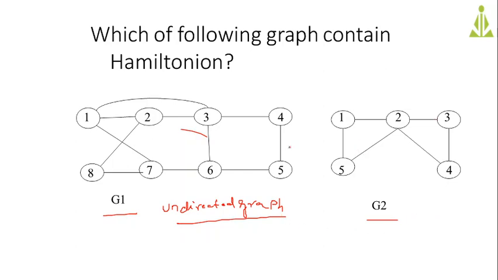Both are undirected graphs. Now we need to check whether each is Hamiltonian or not. First we will see this one. If I start from 1, I can go to 2, from 2 to 8, 8 to 7, 7 to 6, 6 to 5, 5 to 4, 4 to 3, 3 to 1. So from where I started, I am reaching the same position after visiting all the vertices. So this is a Hamilton cycle, G1.